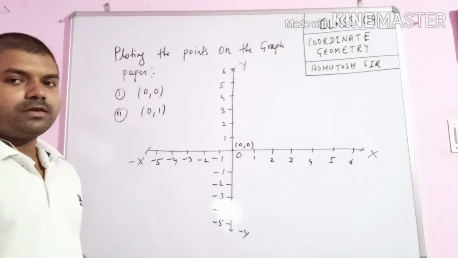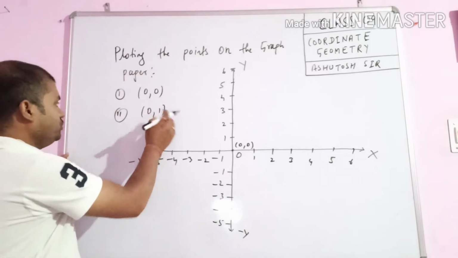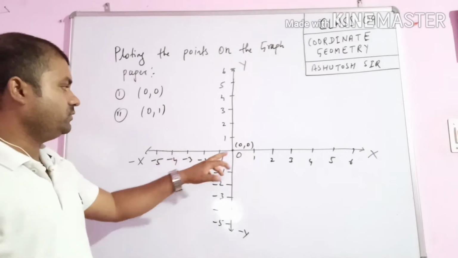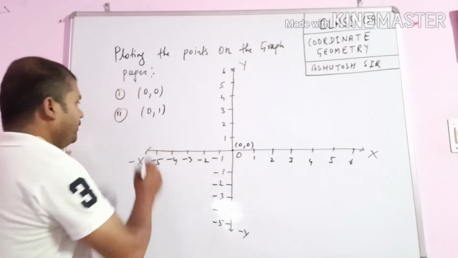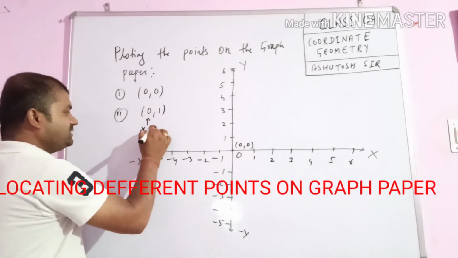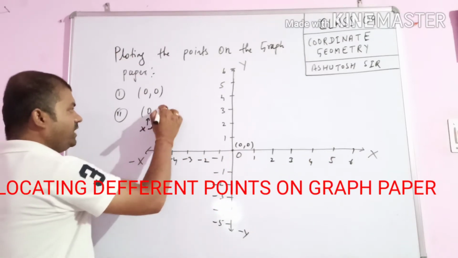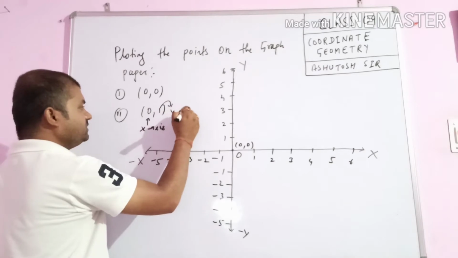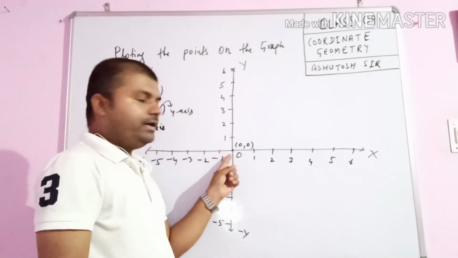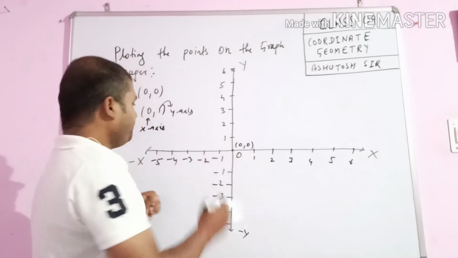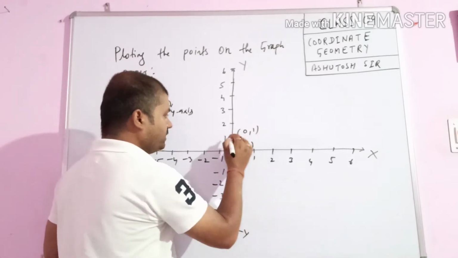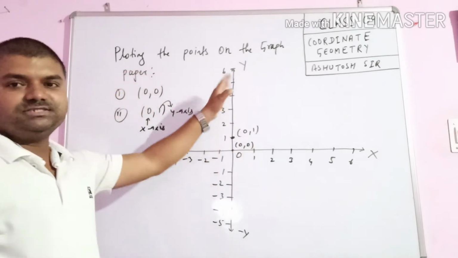Here are some questions. Suppose you have 0, 1. Then plot 0, 1 on the graph. We have already told you that the first value is the x-axis distance and the second is the y-axis distance. So for the x-axis, 0 is here and 1 is here. Then this point 0, 1 is on the y-axis.